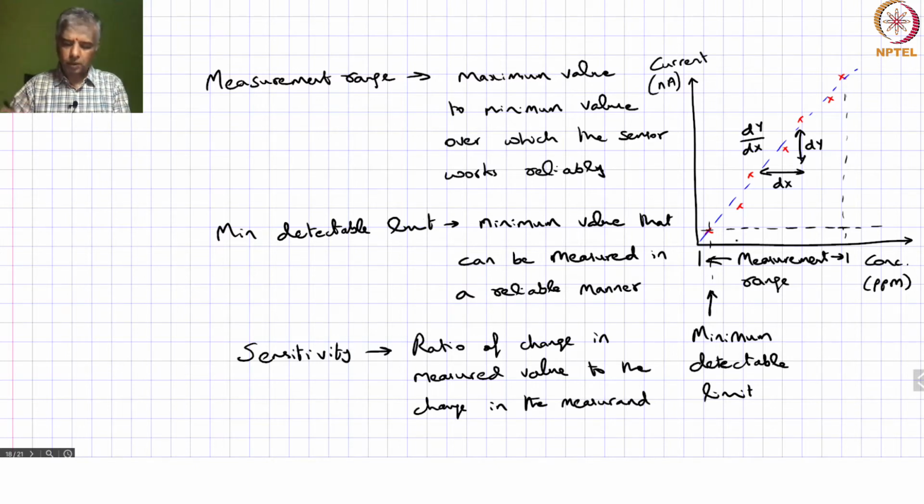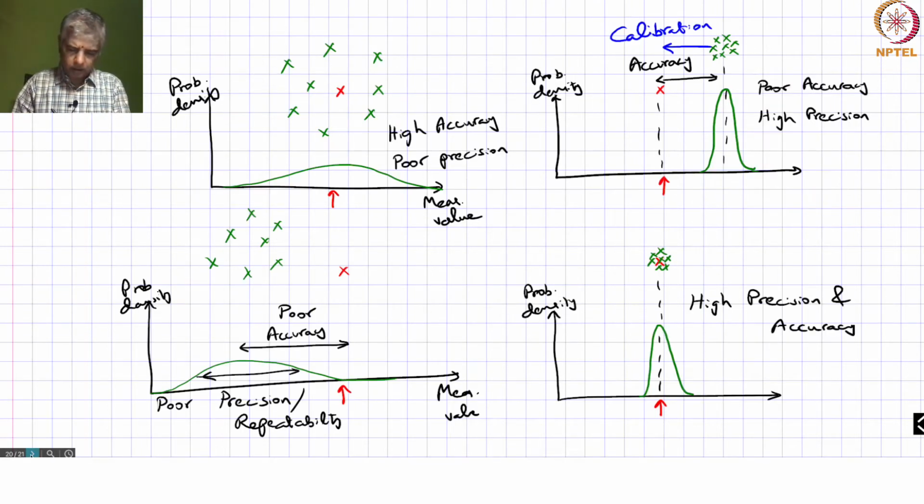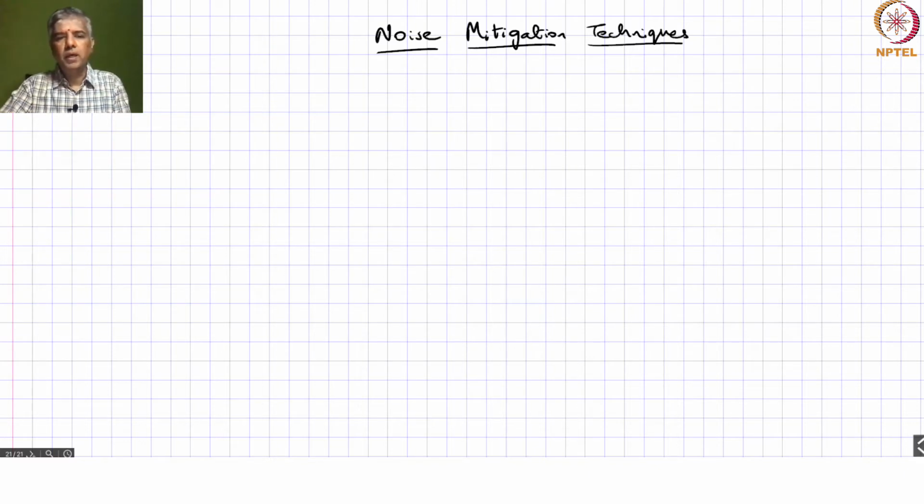So, one of the questions is, can we possibly reduce this value of noise? If we can bring down this value of noise, then you could possibly bring down the value of this minimum detectable limit also, so you can move closer to zero. Okay, so that brings up an interesting question. How do we deal with noise? How do you mitigate noise? That's what we're going to be talking about.